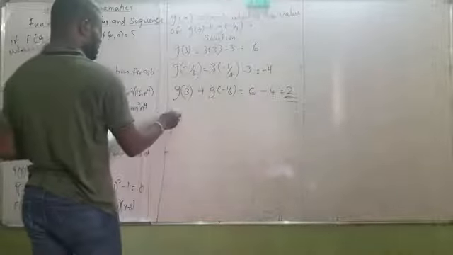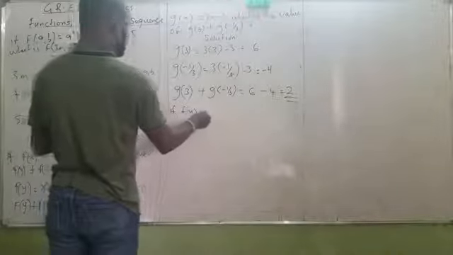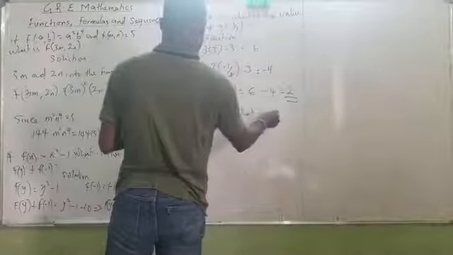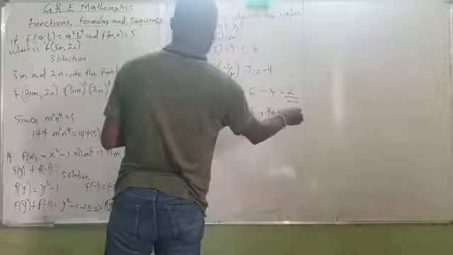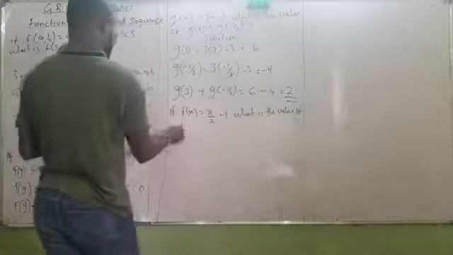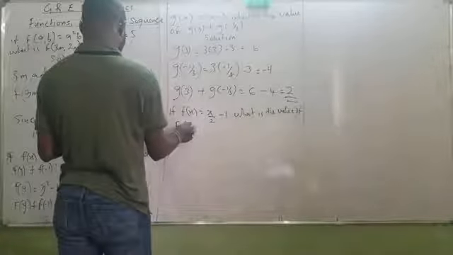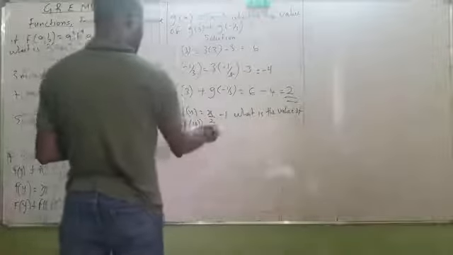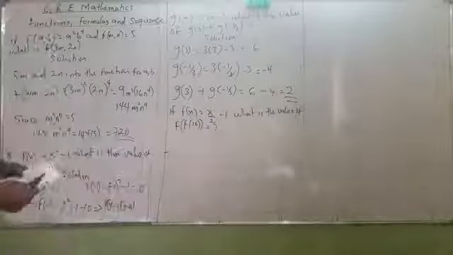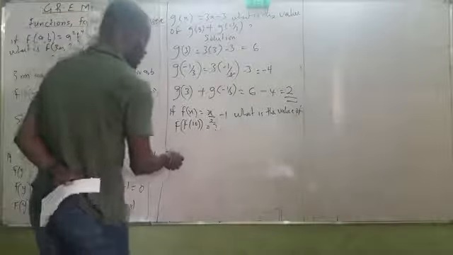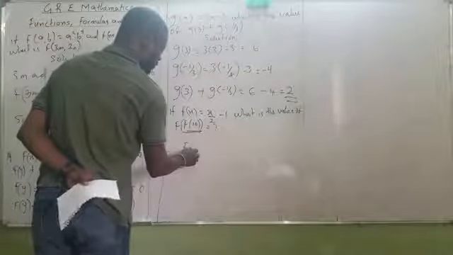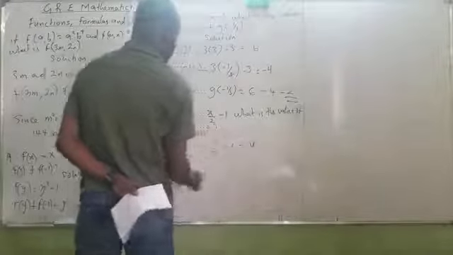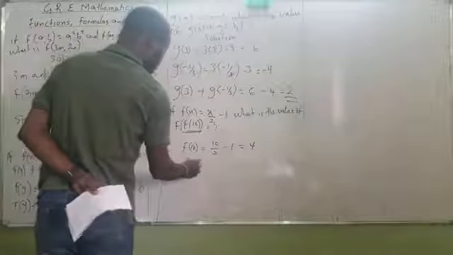Now, another one says that if f of x equals x all over 2 minus 1, what is the value of f of f of 10? This one is a composite mapping. What I'll just do is first bring out this one. F of 10 will be equal to 10 all over 2 minus 1, which is 5 minus 1, which is going to be 4. Now, it means f of 10 equals 4.